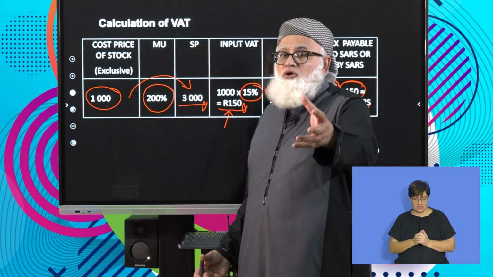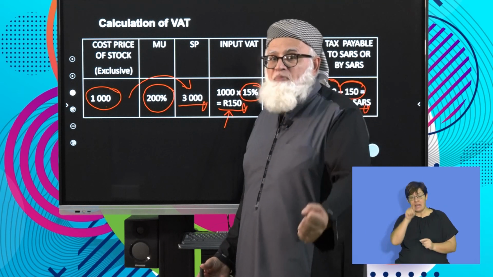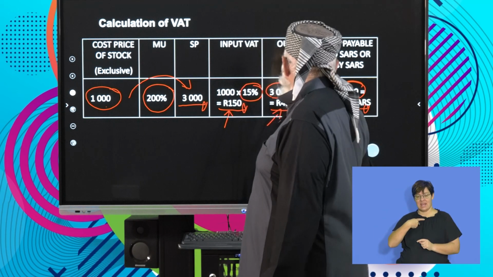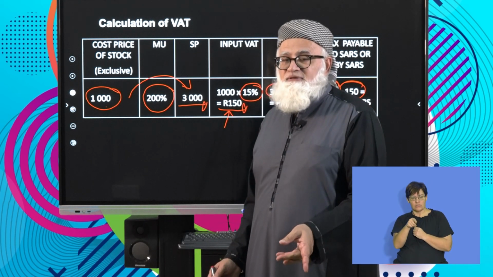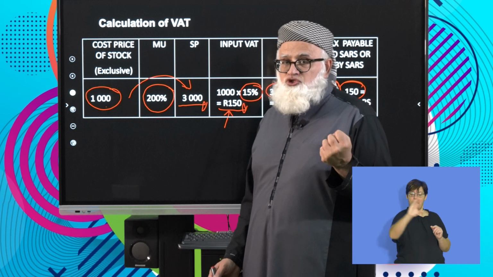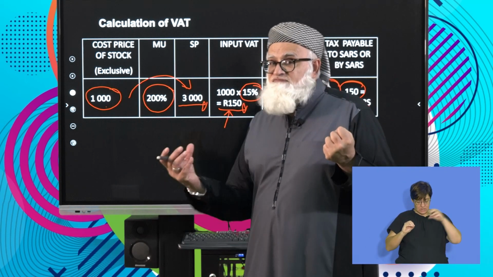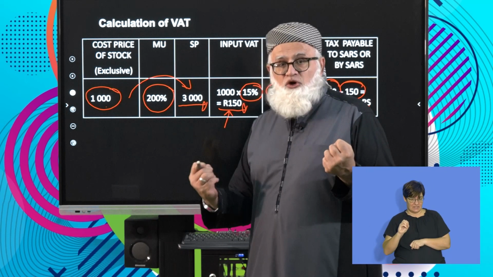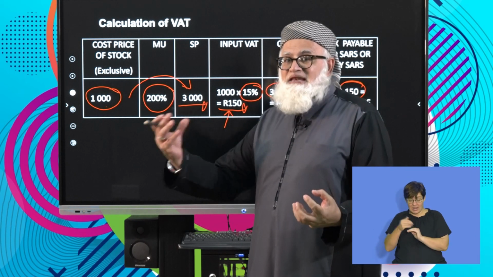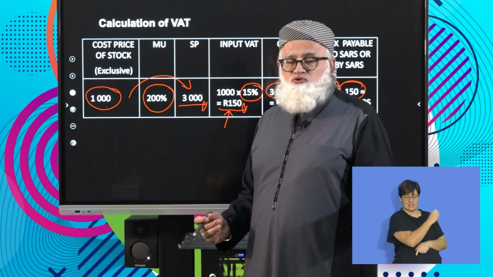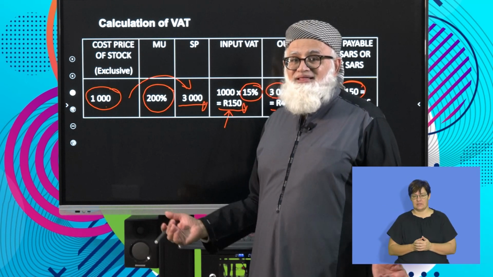But the consumer or the end user now paid you the amount of 450 Rand, which was the VAT on the 3,000. So clearly you can see you've collected 450 from the consumer. You have paid 150 when you bought the original goods. So output 450, input 150. What do we owe to SARS? The difference, which is the 300 Rand.